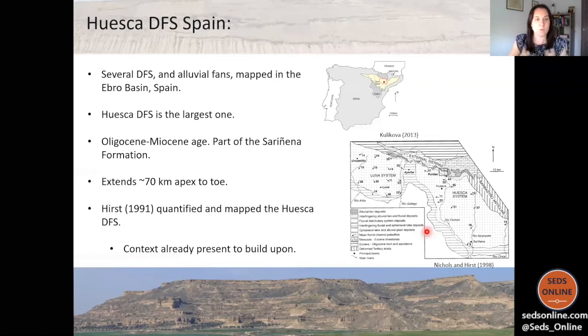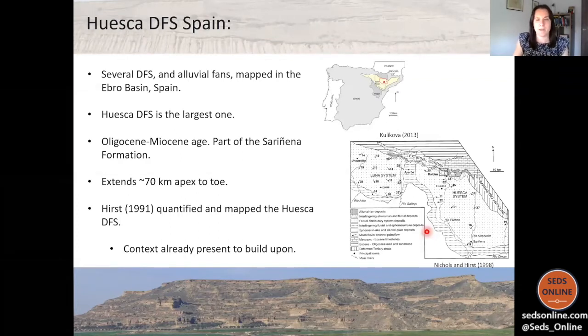So in that respect, we already had a context to build on. We didn't have to go and get that initial framework because it was already there. And the other reason that we decided to go to this system is, as you can see from this image down here, that the outcrops are fantastic over a really good portion of the system. So it allows us to get those kind of system scale insights that we were looking for.